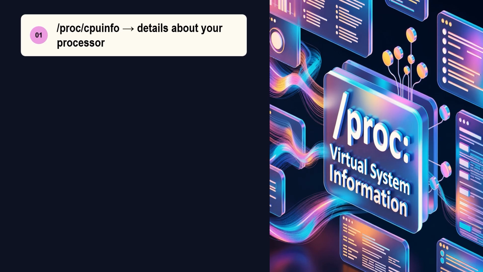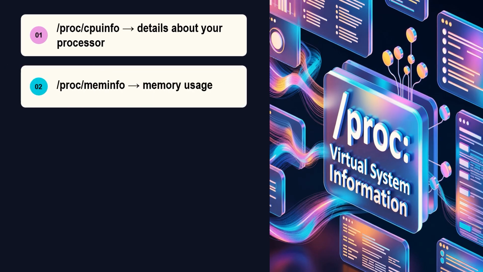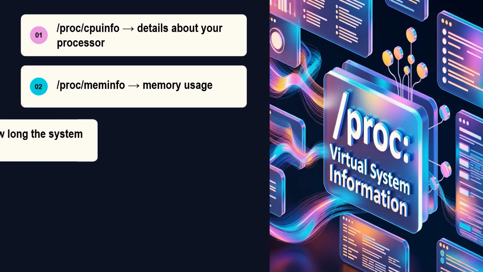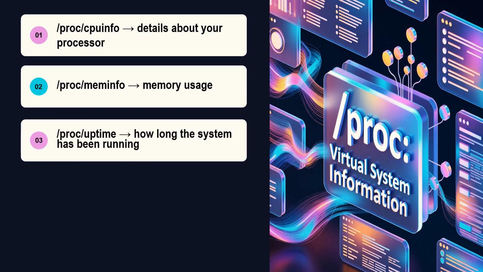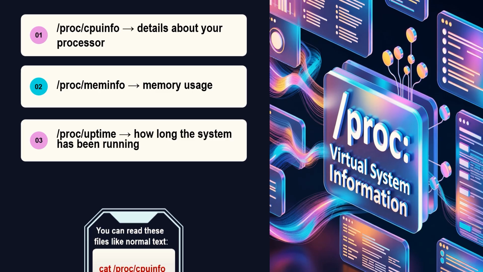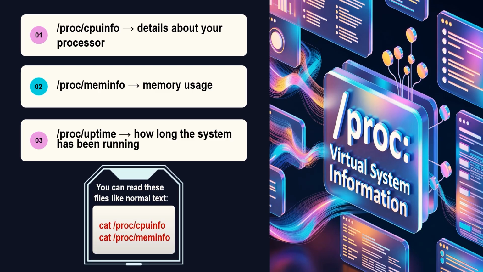Similarly, for memory information, I am running the command /proc/meminfo. And how long has the system been running? I am running cat /proc/uptime. You can read these like normal text, and the /proc file system is constantly updated by the kernel, reflecting the current system state, useful for monitoring and diagnostics. So let's summarize today's lecture.